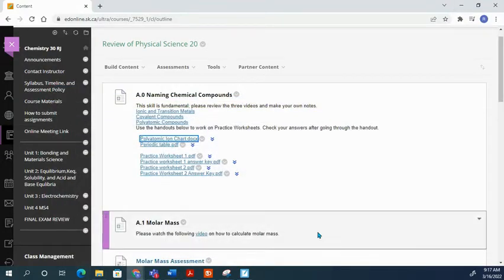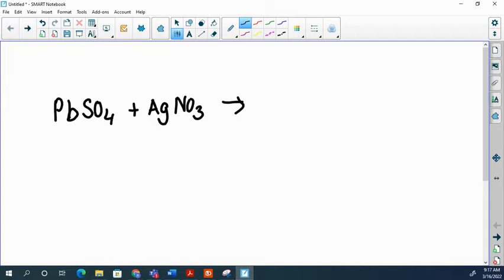So I write down the sulfate ion. We have SO4 2 negative for the sulfate ion. I don't know the charge on lead because it can have more than one charge. So to find the charge on lead, I look at the whole formula.